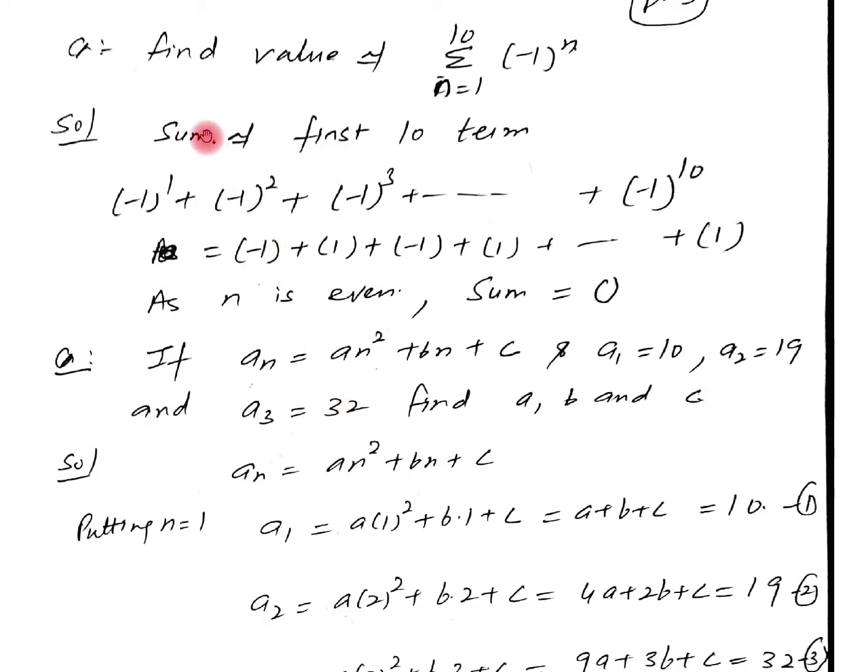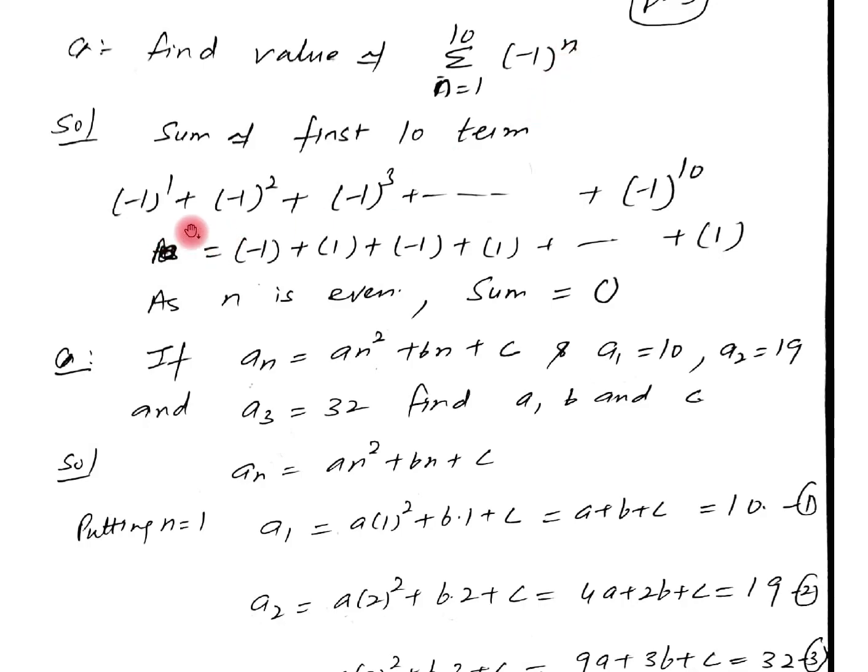Now here, see this point. Find the value of sigma n runs from 1 to 10, (minus 1) whole power n. This is known as sigma, or it is also called summation. The n running from 1 to 10. It means our number of terms are 1 to 10, (minus 1) whole power n. Sum of the first 10 terms we have to find out.